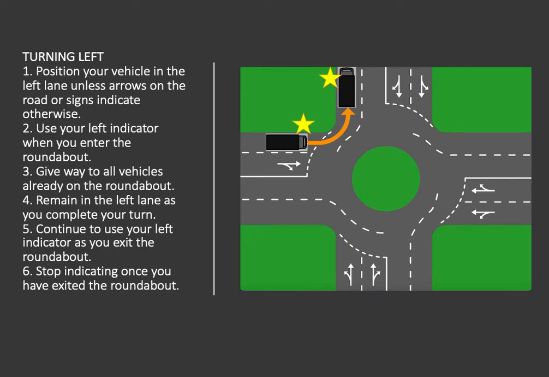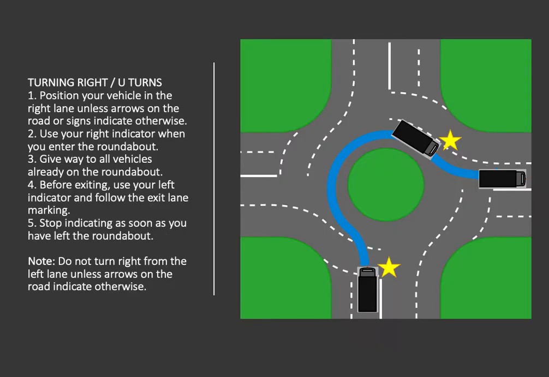Turning left. The steps that we are looking for are as follows. 1. Position your vehicle in the left lane unless arrows on the road or signs indicate otherwise. 2. Use your left indicator when you enter the roundabout. 3. Give way to all vehicles already on the roundabout. 4. Remain in the left lane as you complete your turn. 5. Continue to use your left indicator as you exit the roundabout. 6. Stop indicating once you have exited the roundabout.